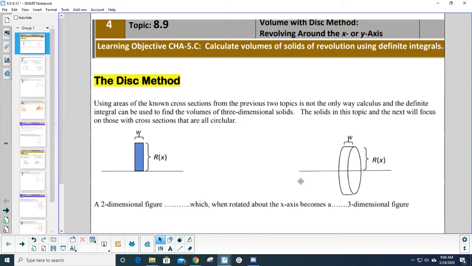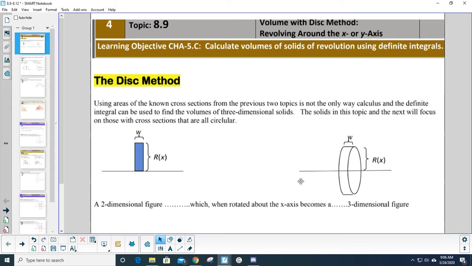Okay, we are going to do topic 8.9 and 8.10 today. Were this a regular year, I'd spend a lot more time on this stuff. But with the way it's going right now, I just kind of want to touch base with it so you can see it. Because if you take calculus later, you will see it.